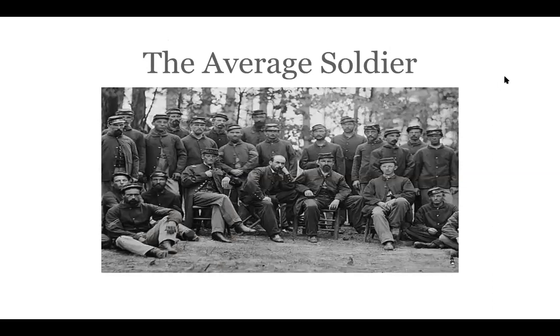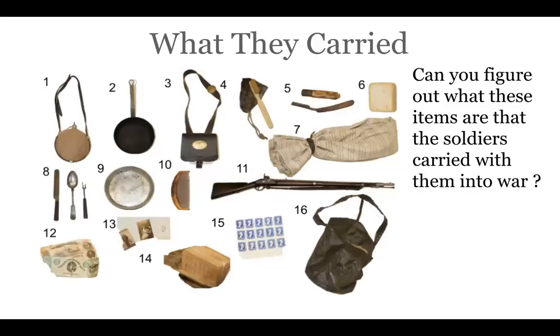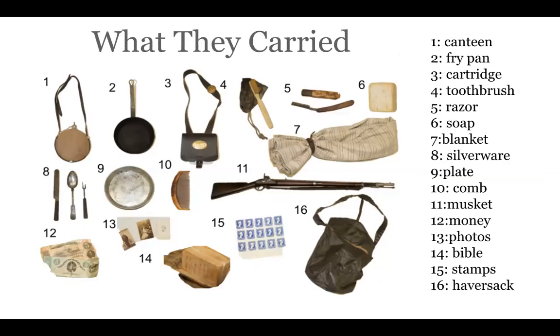Okay, so just a picture here, kind of our average soldiers. You can definitely see how young some of them are. And then I have them go through and see if they can figure out what these items are. They might have a good idea about a couple of them, and then I'll walk through each one on the next slide. So you can see there's silverware and a canteen and a frying pan and a blanket, and there's stamps and money and a Bible. This would be a good time too to have a conversation about why you think they would bring what they brought.